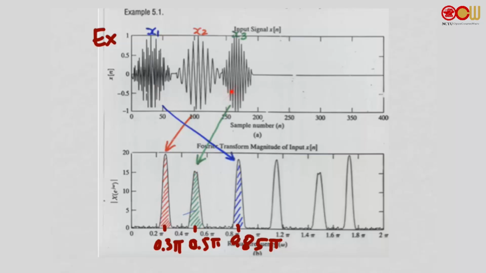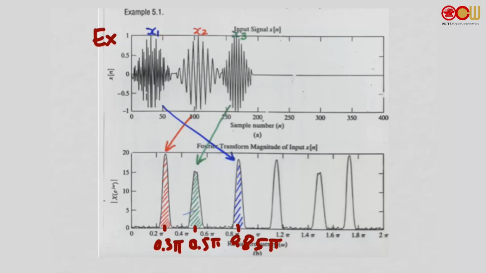correspond to x3. So x is a concatenation of three sequences, and each sequence can be viewed as the type of signal that we just talked about. It's a low pass and shifted in frequency. So for example, this is a low pass and it's shifted in frequency so that it's centered around 0.3 pi. And this is a low pass, but it's shifted to the frequency 0.5 pi. And this is a low pass shifted to 0.85 pi.